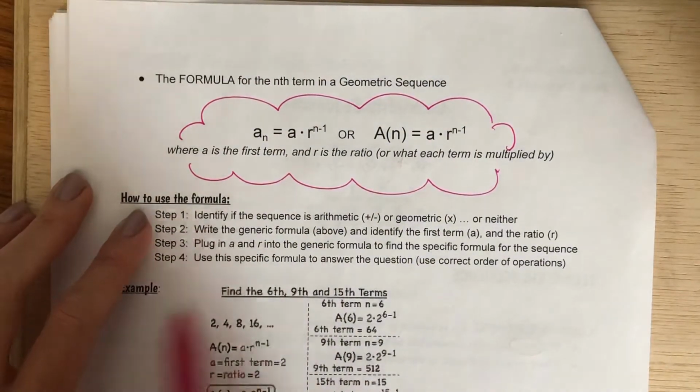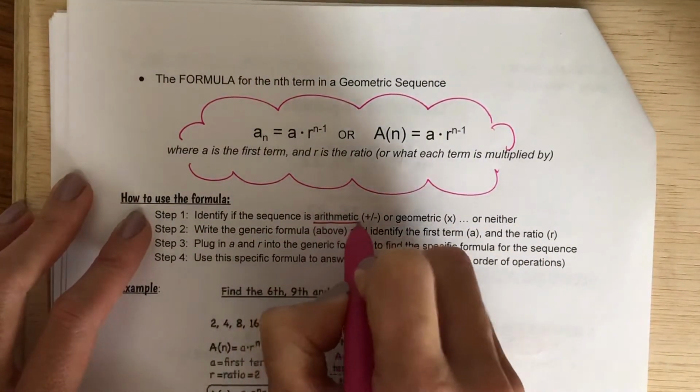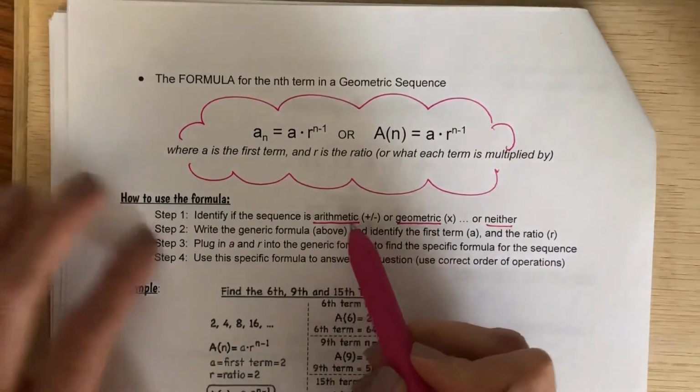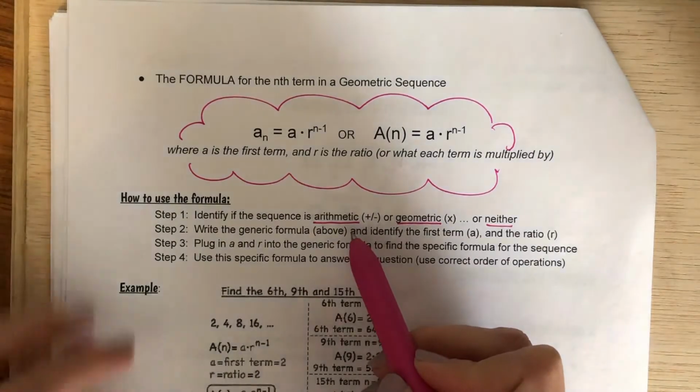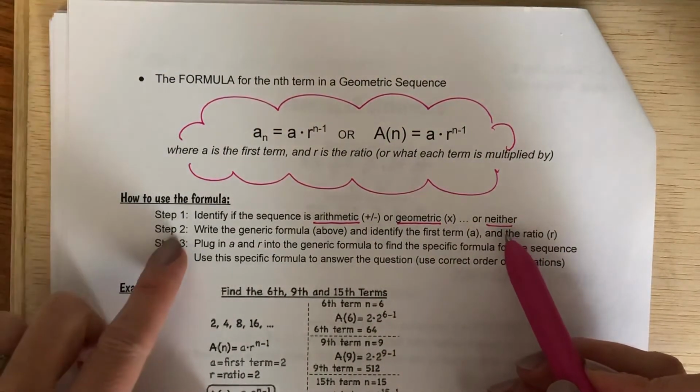Step 1, I love steps. First of all, identify if this sequence is arithmetic or if it's geometric, or if it's neither. If it's arithmetic, we use what we did in the previous section. If it's geometric, you'll use these. If it's neither, just leave it alone.